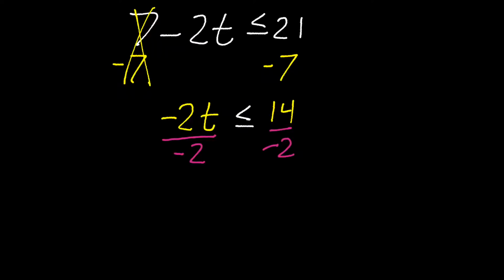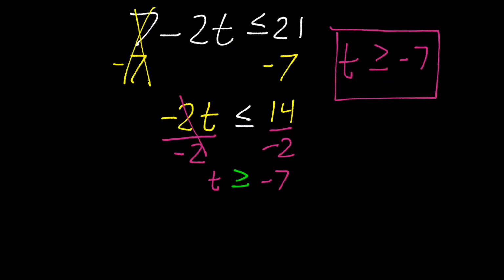Negative 2 divided by negative 2 is a positive 1, meaning we have just one t left. And since we divided by a negative 2, we must flip our inequality. So instead of being less than or equal to, our solution is going to be greater than or equal to. And then 14 divided by a negative 2 is negative 7. So our solution is t is greater than or equal to negative 7.